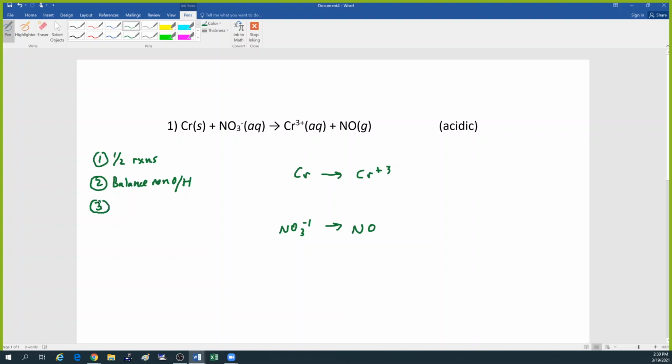The next thing we do is balance oxygen by adding water molecules as needed. Top line, no need. On the bottom line, though, there's 3 oxygens here, but only 1 here. So I need 2 more water molecules on the right so that the total oxygen is 3 on both sides.